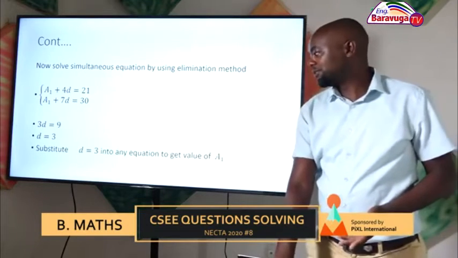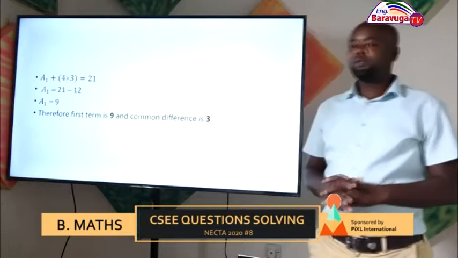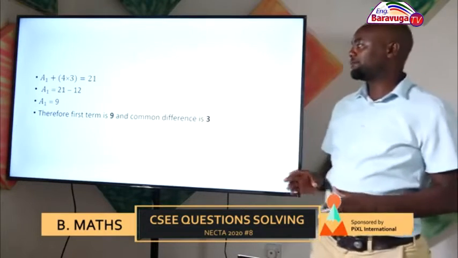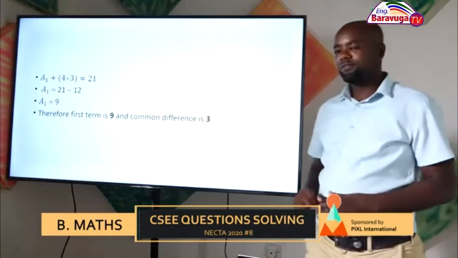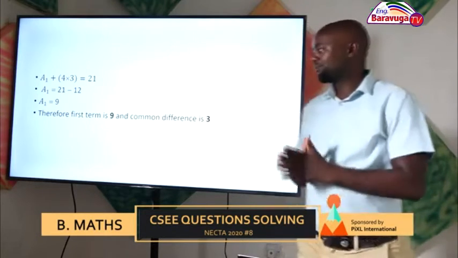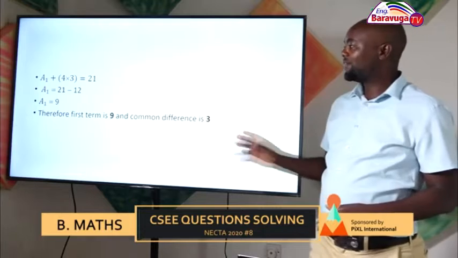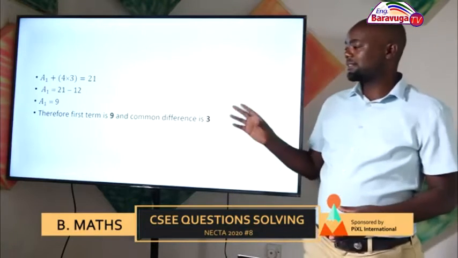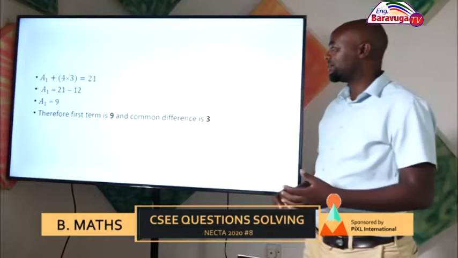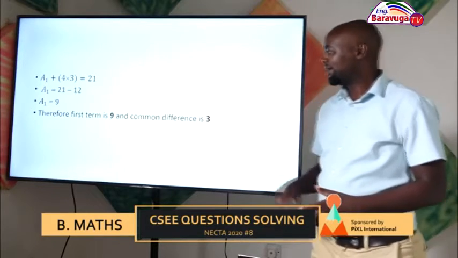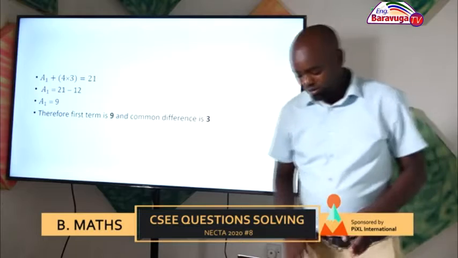Substituting the value of D, which is equal to 3, into equation 1, you get A1 plus 4 times 3, which is equal to 21. When you rearrange, you get A1 is equal to 21 minus 12. At the end, you get A1 is equal to 9. Since we are asked to find the first term and the common difference, and A1 is the first term and D is the common difference, you can say the first term is equal to 9 and the common difference is equal to 3. That is how we get the solution of part A.